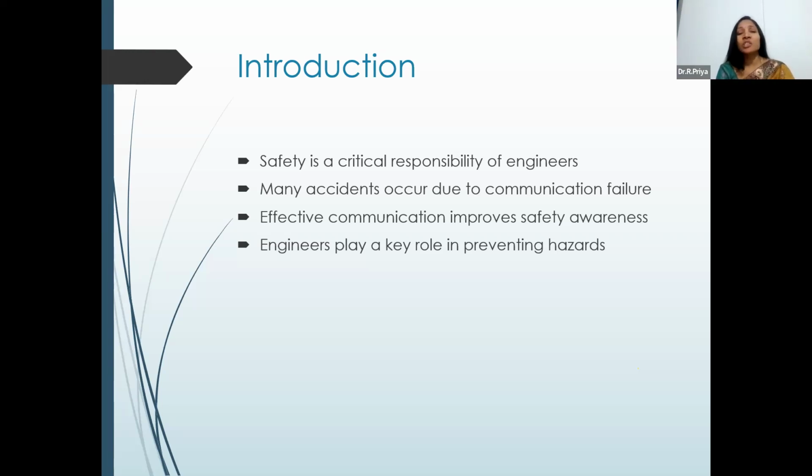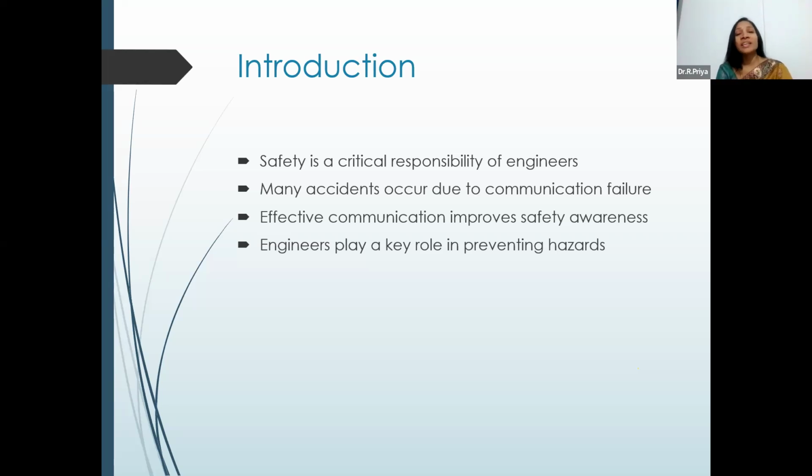As engineers, our responsibility does not end with design, construction, operating these systems, or even working on the code. Apart from that, we are ethically and professionally responsible for ensuring that people, equipment, and especially the environment remain safe. Whether a civil engineer is designing a building, a mechanical engineer is operating machinery, or an electrical engineer is handling high voltage systems, safety must always be the first priority. For example, if a machine is technically efficient but unsafe to operate, it is considered a failed engineering solution. Many accidents occur due to communication failure.